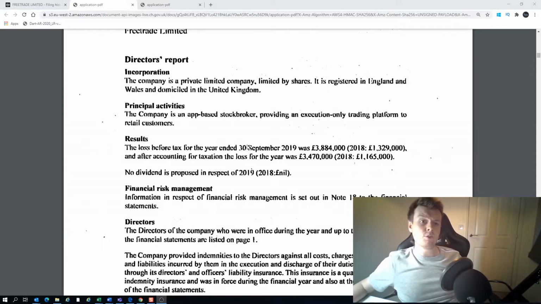Then we have the director's report, which does have lots of boilerplate wording in here which does not mean anything, but do check out what the entity does, whether it's public or private, whether it's got a profit or loss, and whether they've paid any dividends, because we are dividend hunters, remember, here on this channel.